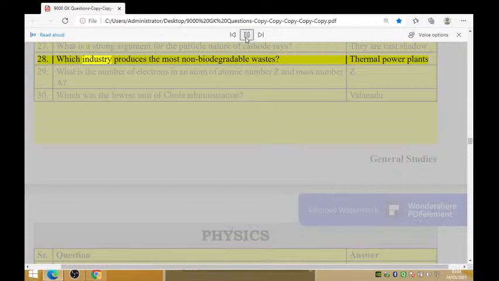Thermal power plants. 29. What is the number of electrons in an atom of atomic number Z and mass number A? Z. 30. Which was the lowest unit of Chola administration? Valanadu.